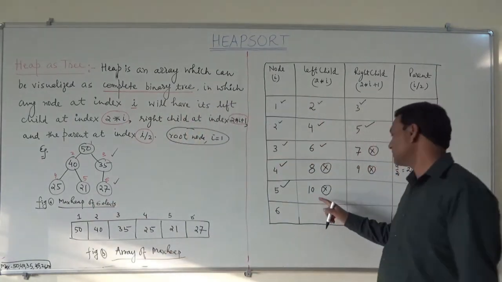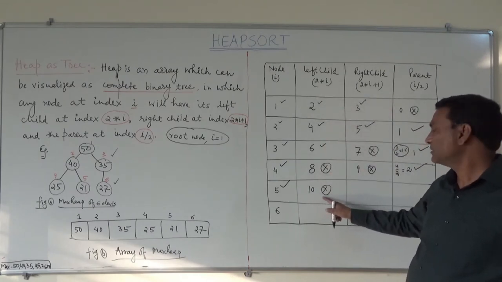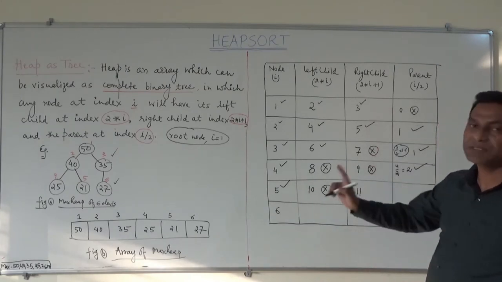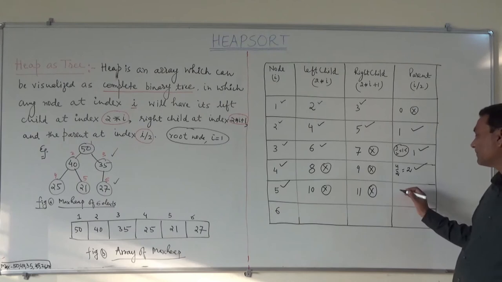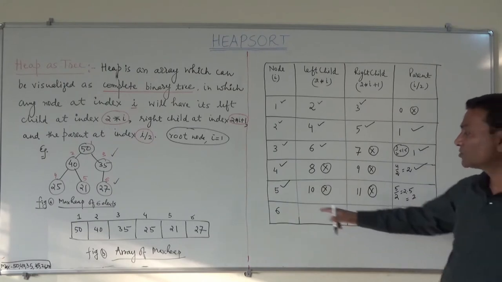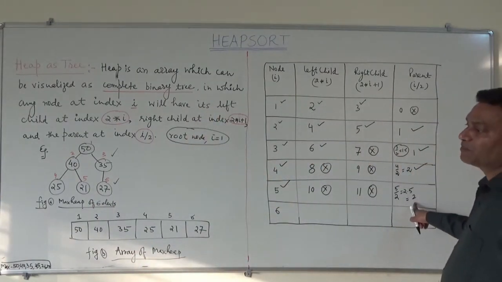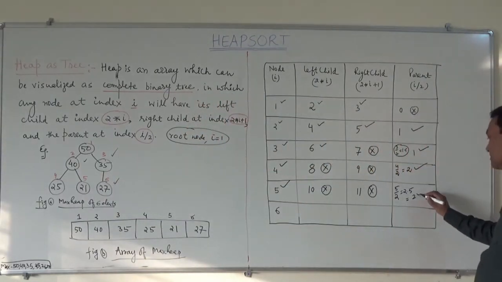And it is verified from here also, because 2i is 10, so it is not present. In the same way, the right child will be at position 11, and position 11 is also not present, so this is absent. Now we will see its parent, 5 upon 2, which comes out to be 2.5. We will take its floor value, so this will be 2. So the parent of 21 will be at second position. This is 40, so it is verified from here.